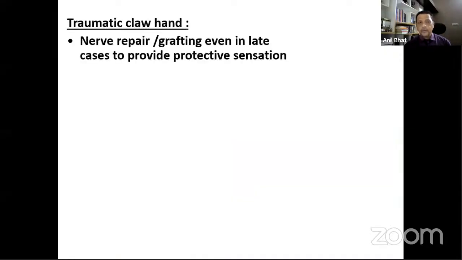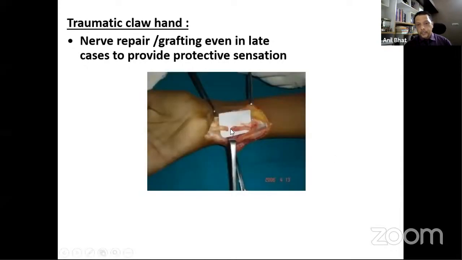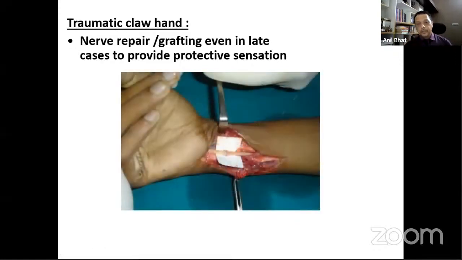Now, traumatic claw hand, the most common treatment would be a nerve repair if the patient comes early, or if the patient comes late, it would be a grafting. So if there's an ulnar nerve injury here, based on the gap, if it can be directly sutured end to end without tension, that is the best thing. If not, if there's a gap there and there is a lot of tension, make sure that you use a graft.